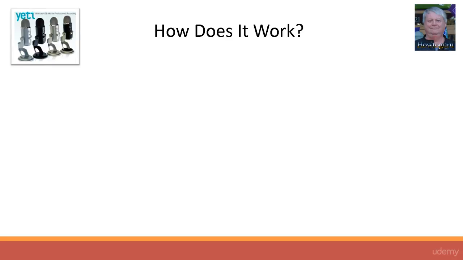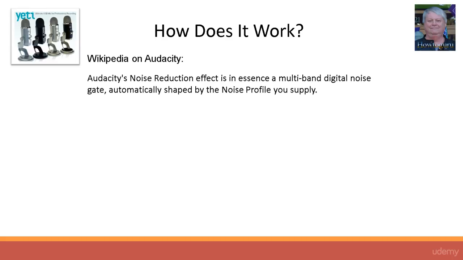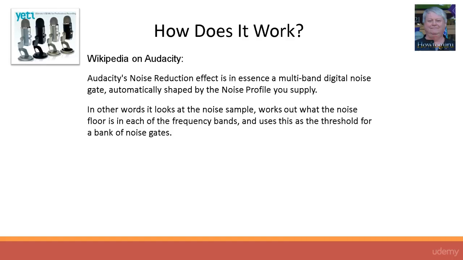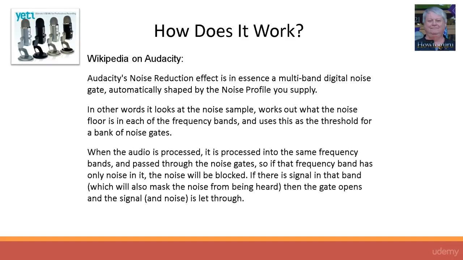First, here is an overview from Wikipedia on how the Audacity software works. Audacity's noise reduction effect is in essence a multi-band digital noise gate automatically shaped by the noise profile you supply. In other words, it looks at the noise sample, works out what the noise floor is in each of the frequency bands, and uses this as the threshold for a bank of noise gates. When the audio is processed, it is processed into the same frequency bands and passed through the noise gate. So if that frequency band has only noise in it, the noise will get blocked. If there is signal in that band, which will also mask the noise from being heard, then the gate opens and the signal and the noise is let through.